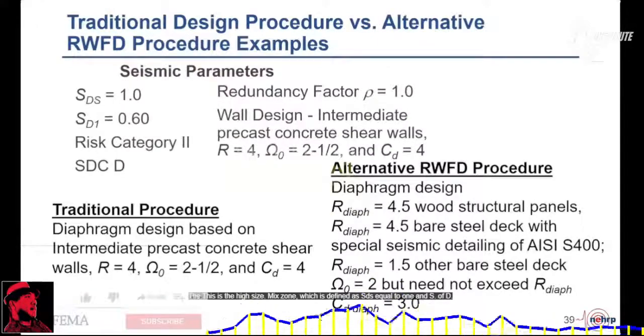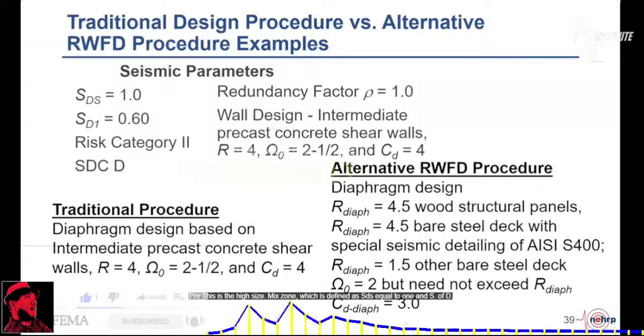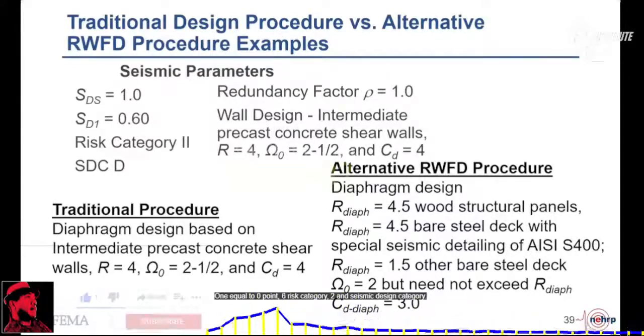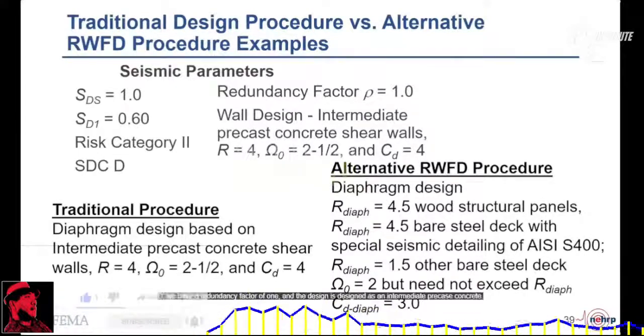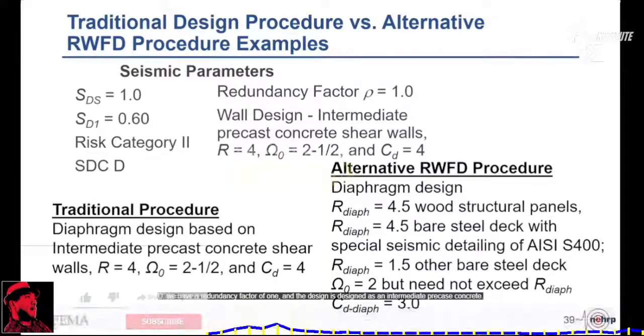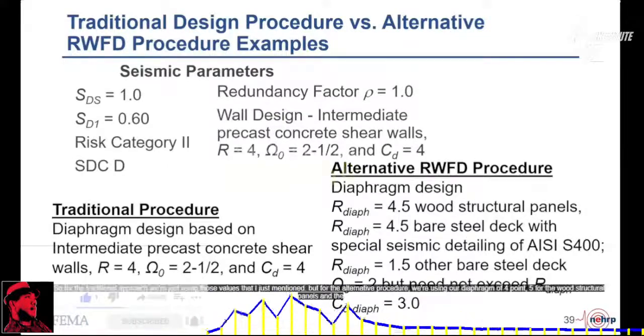This is the high seismic zone, which is defined as S_DS equal to 1 and S_D1 equal to 0.6, risk category 2, and seismic design category D. We have a redundancy factor of 1, and it's designed as an intermediate precast concrete shear wall, R of 4, omega naught of 2.5, and Cd of 4.